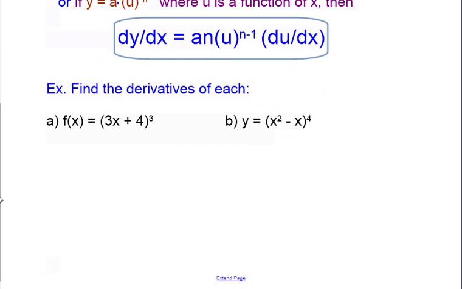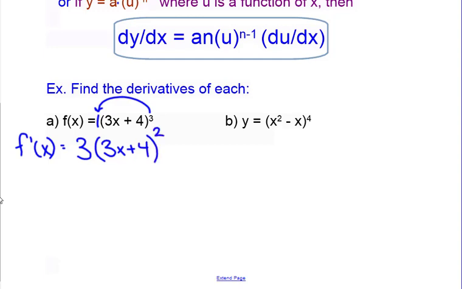Well, if we're looking at example A, we want to think to ourselves, what number is really sitting out front? Well, there's a 1, so it's 1 times 3x plus 4 cubed. So when we do this, for our derivative, we multiply our power by the coefficient that's out front. So in this case, we're going to have 3. We leave our stuff on the inside, that stays the same. Our power decreases by 1 times the derivative of the inside stuff. So the derivative of 3x plus 4 is 3.